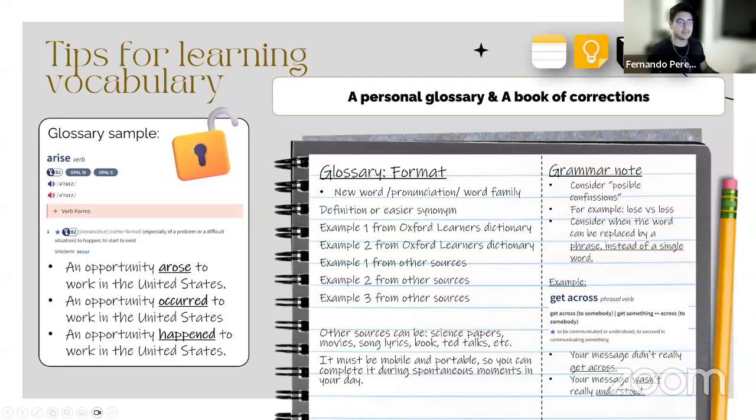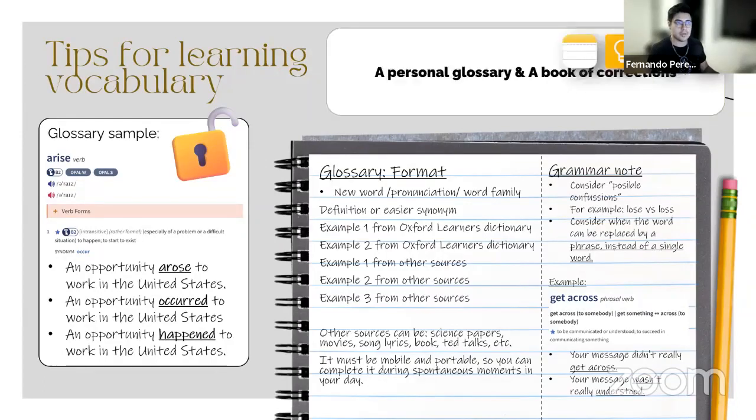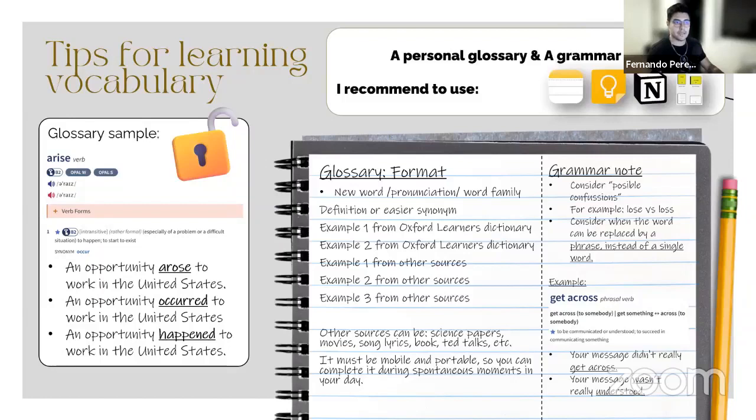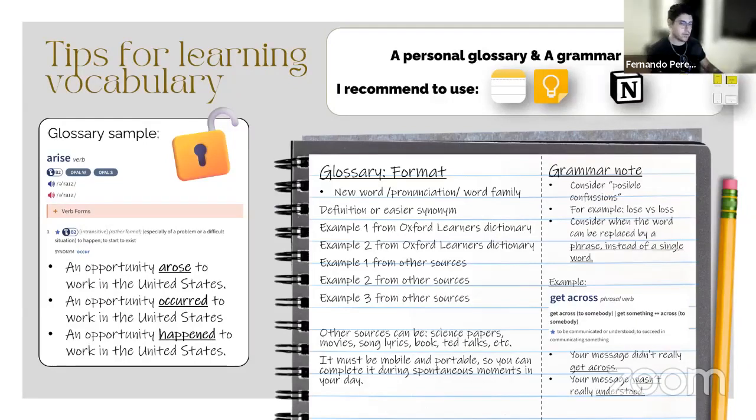And if you want to speak better, you can use it now. I recommend to use, you can say over here, a personal glossary and grammar notes. I recommend use, and then we're going to use these four tools. Either this, or this, or this. Which ones do you know?